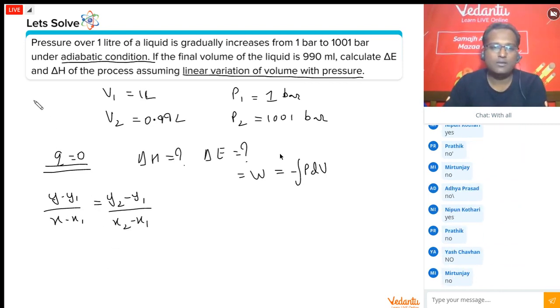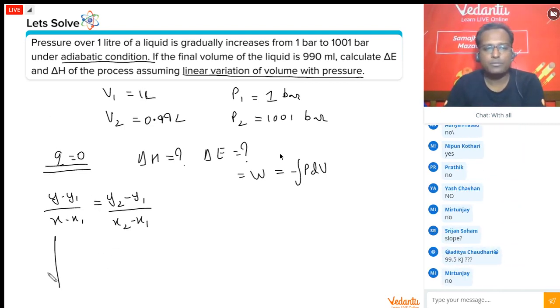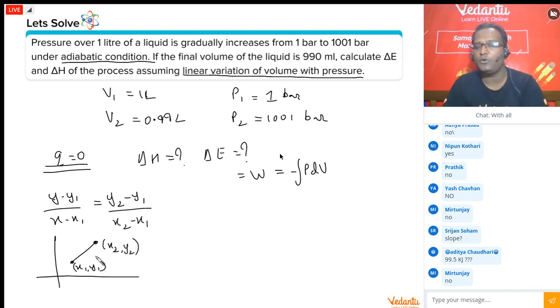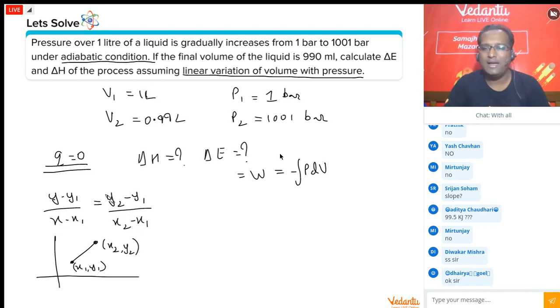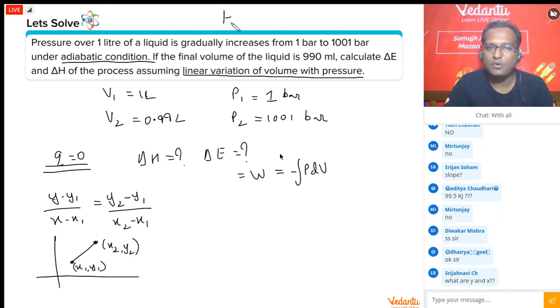Chalo, main bata deta hoon, koi baat nahi. Basically, it is the equation of a straight line whose 2 points are known to you, x1, y1 and x2, y2. So you can write the equation of a straight line like this if you know any 2 points on a line. Y minus y1 upon x minus x1 equal to y2 minus y1 upon x2 minus x1. Now, solving this you have to do later at home.